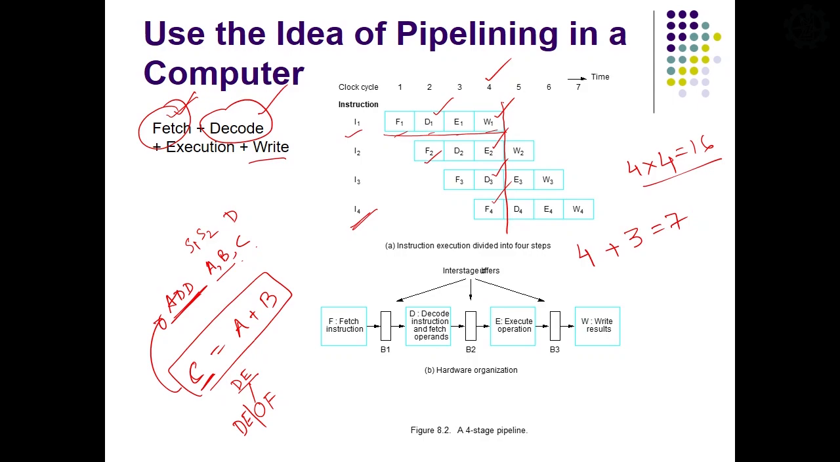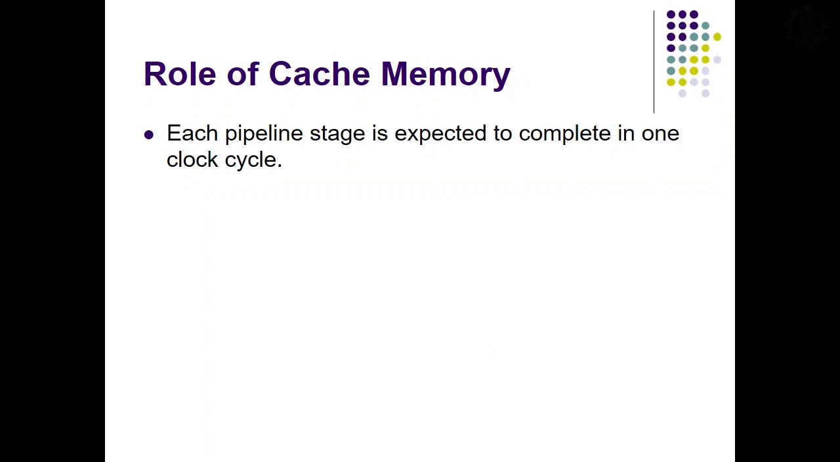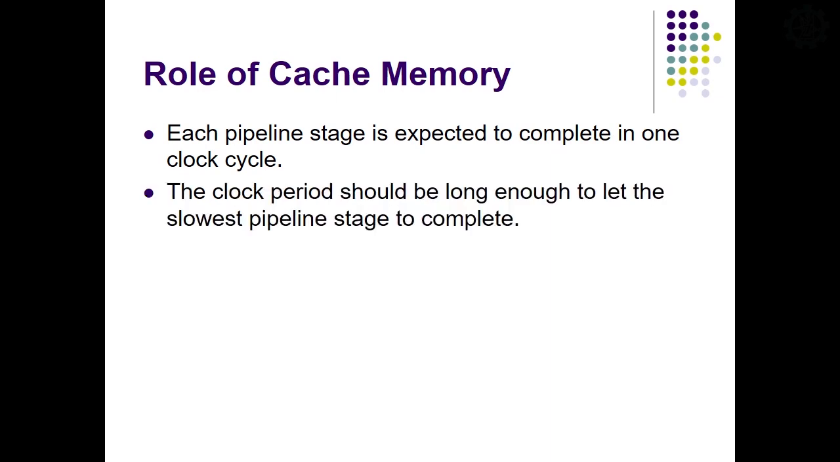So, the hardware is, you can see this is the fetch unit, and whatever results it produces will be stored in an internal buffer, that is B1. Similarly, decode will store the result to B2, and the execution unit is nothing but mostly ALU. Then B3 and then write back. So, results will be stored into the destination. There is some assumption I said, that each pipeline stage is expected to complete in 1 clock cycle. The clock period should be long enough to let the slowest pipeline stage complete. This we also said.